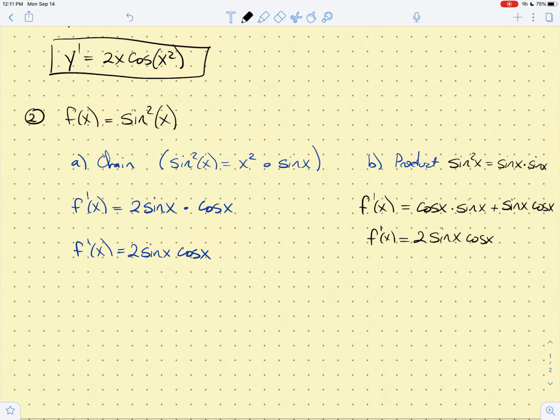So either way, the answer is 2 sine cosine. And of course, if you really want to use a trig formula to write this as sine of 2x, you can, although I don't really see any real reason to. So let's end the video here, and then we'll go on and do some more examples in the next video.